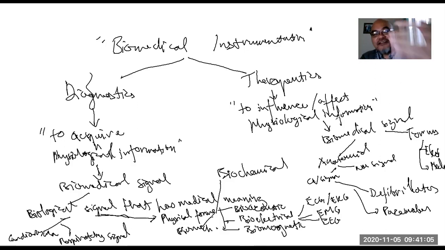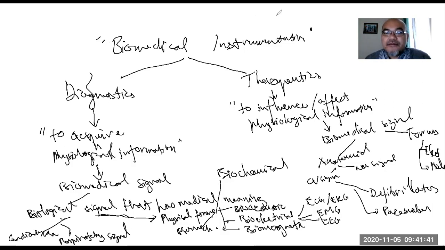But this particular company sells equipment which you can place on a certain muscular part of your body, for example your stomach, and it gives current stimuli to the muscle in that part so that it can contract and relax, contract and relax, as if it is doing an exercise. So this is also a type of therapeutic biomedical instrumentation. Okay.